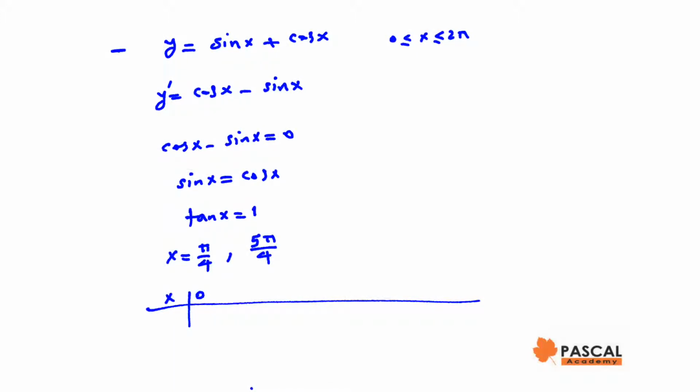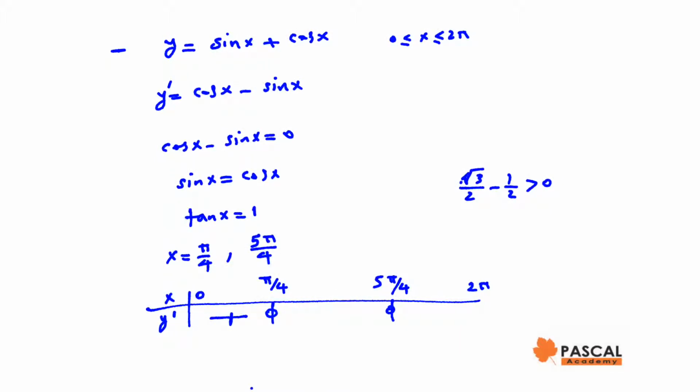X starts from 0. At pi over 4, the derivative is 0. At 5 pi over 4, the derivative is 0, and at 2 pi. Between 0 and pi over 4, let's pick a random number, pi over 6. Cosine of pi over 6 is root 3 over 2. Sine of pi over 6 is 1 over 2. Root 3 over 2 minus 1 over 2 is positive. Therefore, the derivative of the function is positive when x is between 0 and pi over 4.